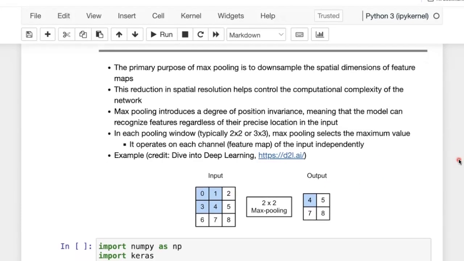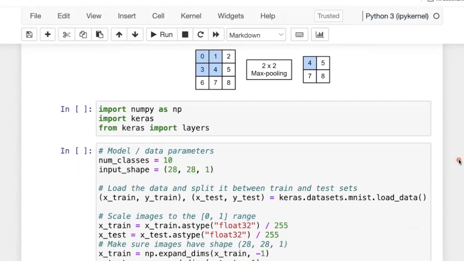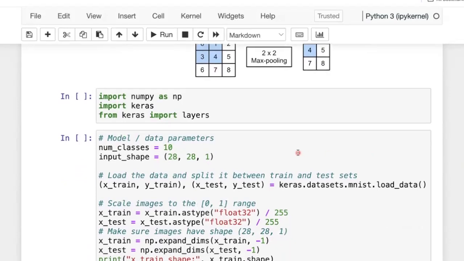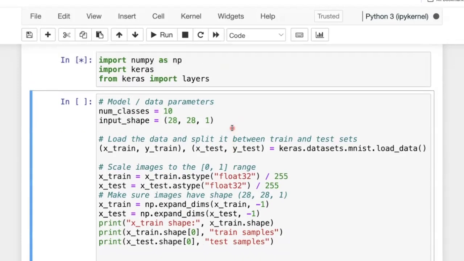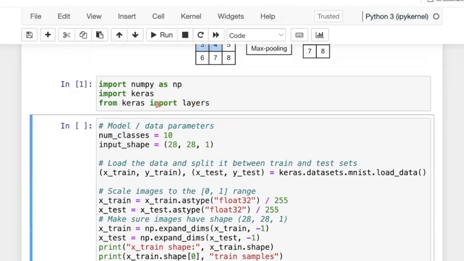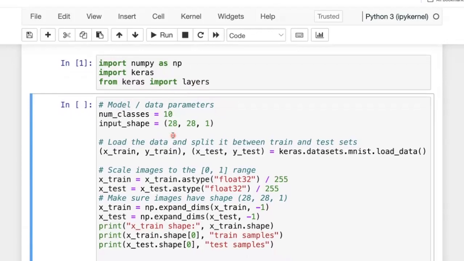So with this, we are very much ready to actually show you how this works if you want to implement this in Keras. We're going to import NumPy, import Keras, and also import layers, which is part of Keras. In this case, we are working with the MNIST handwritten digit dataset, which is built into Keras. So we can easily load this and get the training and testing datasets.